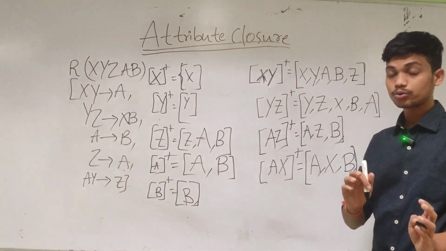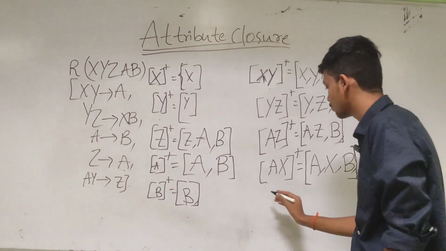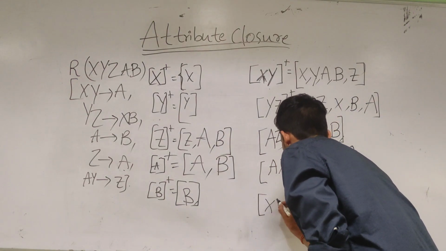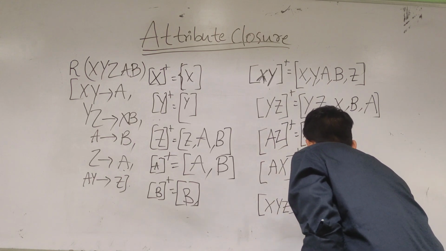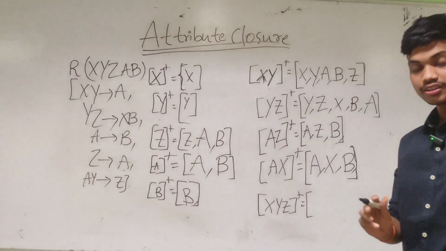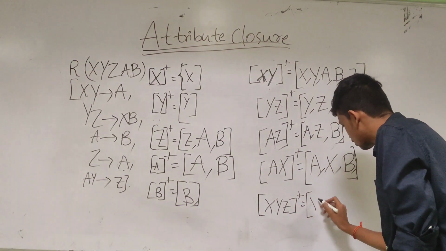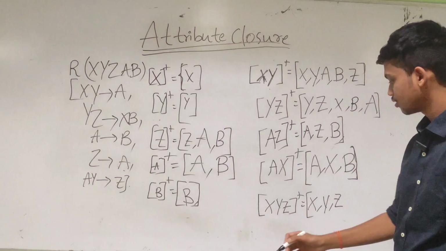Now you have learned how to do 2 attribute closure. Now I will do 3 attribute closure. Remaining you should try. It is an exercise for you. Now I am doing XYZ closure. This is a 3 attribute closure. Look very carefully.